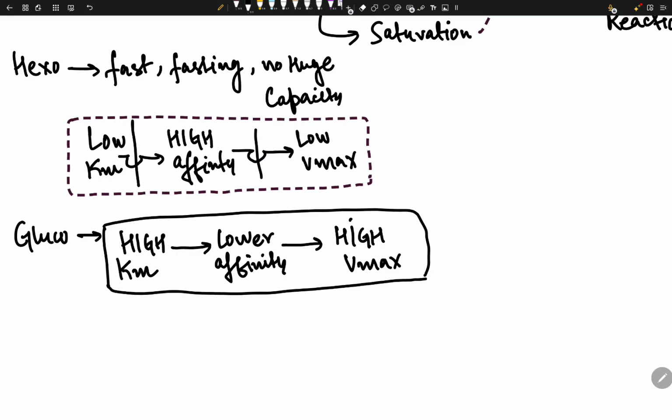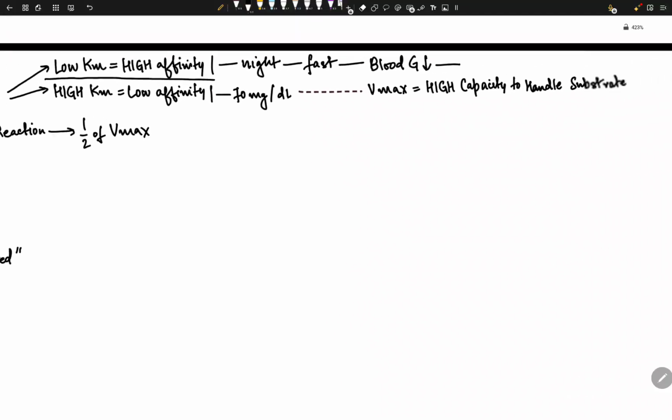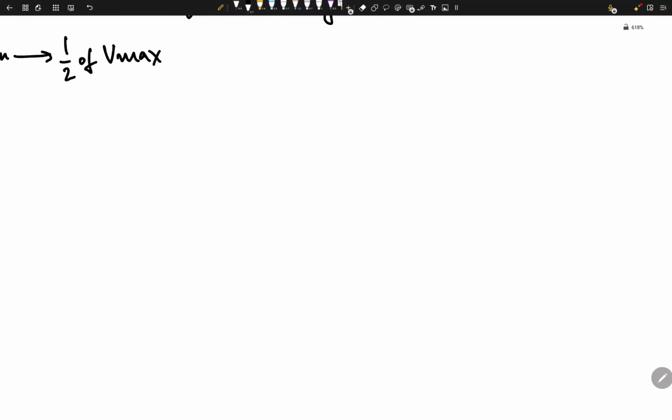Km value is inversely related to enzyme affinity. That's the whole, I should say, summary of this whole Km. Let me write it. Km value is inversely proportional to what? To enzyme affinity. So affinity means if affinity goes up, Km value goes down. That's point number one. Point number two here is that low Km means high affinity, right? And the enzyme works well, right? For example, Mr. Hexokinase, right?